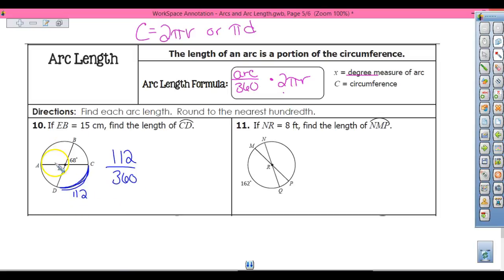Okay. Now, EB is 15. Is that my radius or my diameter? My radius. So 2 times my radius is 30. So times 30. So in your calculator, you're going to have to take 112 divided by 360 and hit enter. And then times 30. 29.32 centimeters. Okay, label your answer centimeters.